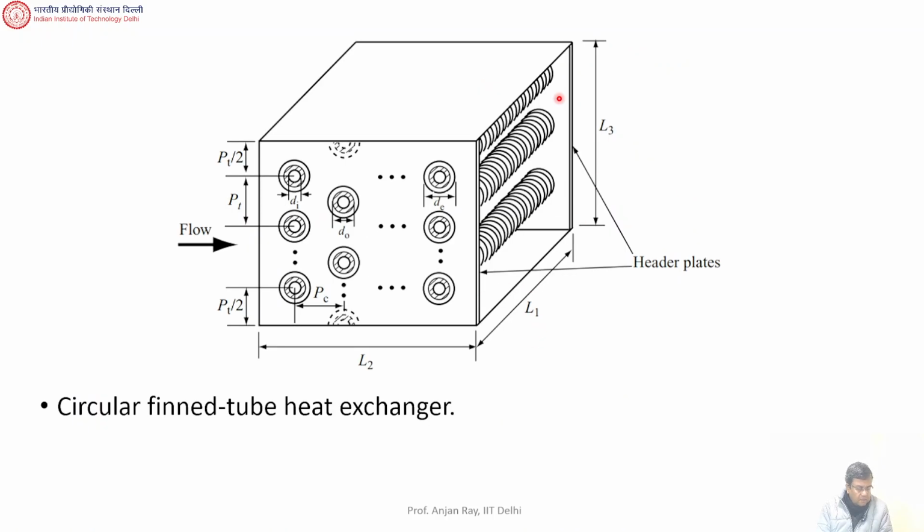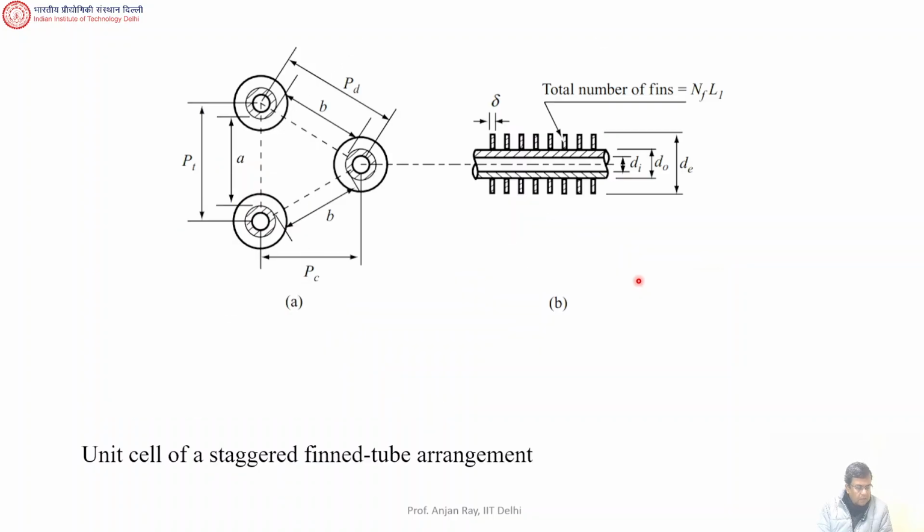Okay, so again, I'm just repeating this figure. And this we call a unit cell. And this is a staggered finned tube arrangement. This is equilateral triangular pitch arrangement.